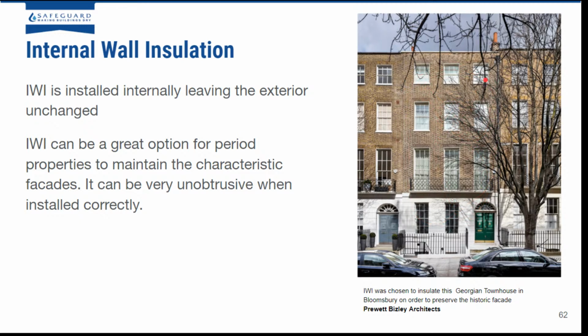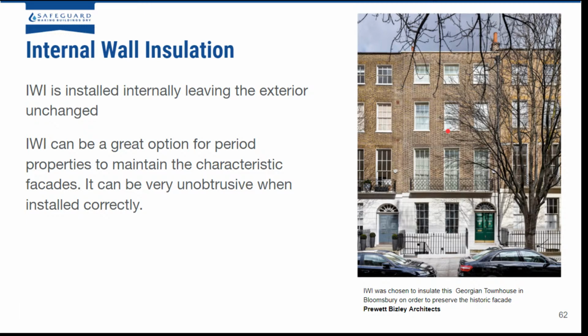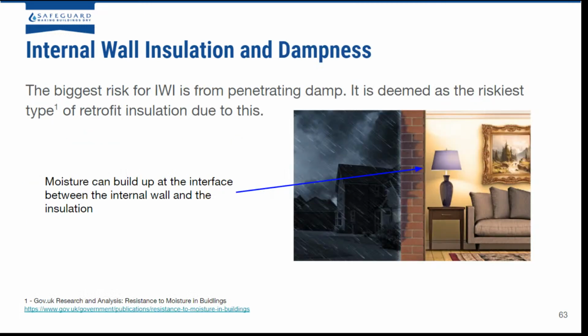So you can see this is after the retrofit. You would not be able to know that this had been energy retrofitted. They used internal wall insulation here and it basically worked very, very well. So with internal wall insulation, the biggest risk is from penetrating damp. It's deemed as the riskiest type of retrofit insulation due to this.